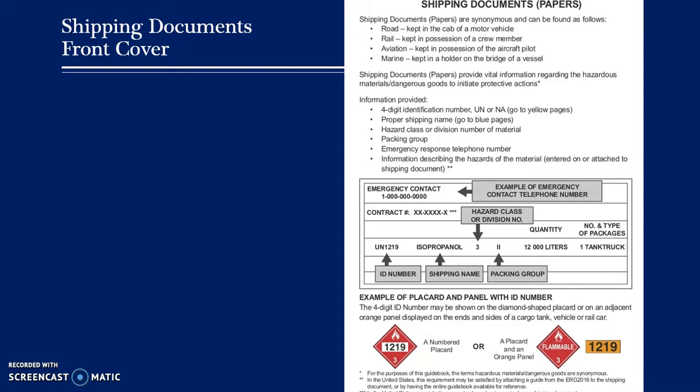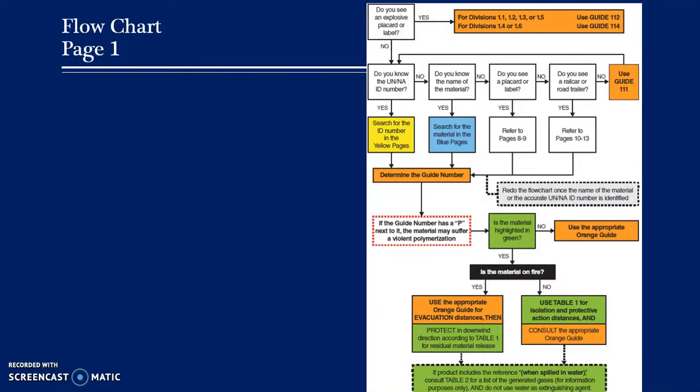Instructions on how to interpret shipping documents can be found on the front cover. How to use this guidebook instructions in a flowchart format is found on page 1, and the emergency contact information is on page 2.